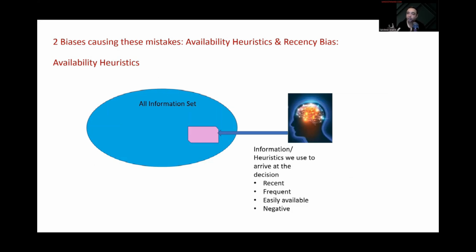Now, the information and heuristics we use to arrive at a decision, right? Any information that we look for and any heuristics we use to arrive at a decision are driven by some factors, like the recency bias, as I covered: the recent events, the recent news, the recent prices, etc. Frequency, how frequently you're seeing something, can influence your decision. Those are all available, right?